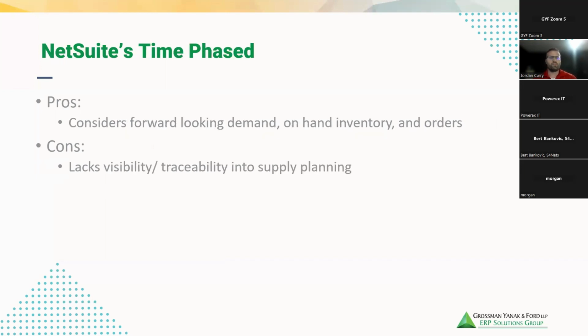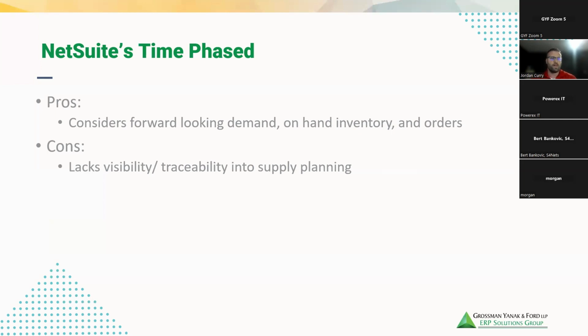So moving on to time phased. Time phased begins to consider forward-looking demand. So that's your forecasted demand that you have either manually uploaded based on your sales forecast or have imported into the system. It also considers, obviously, your on-hand inventory at the locations and all of the orders that you have out there.